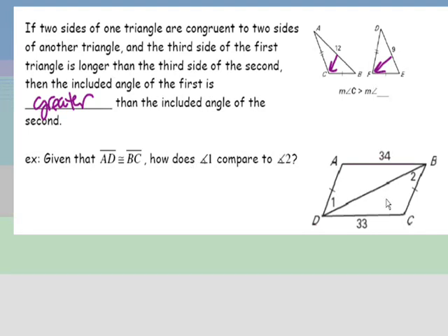So let's look at this example here. If AD is congruent to BC and they share this side, so that side's congruent to itself, then what do I know about angle 1 and angle 2? Well, the side opposite angle 1 is greater than the side opposite angle 2, which means that angle 1 must be greater than angle 2. And that is how the converse of the Hinge Theorem works.